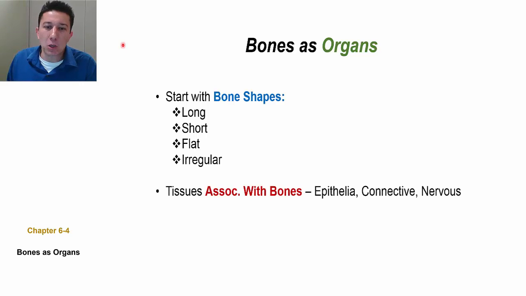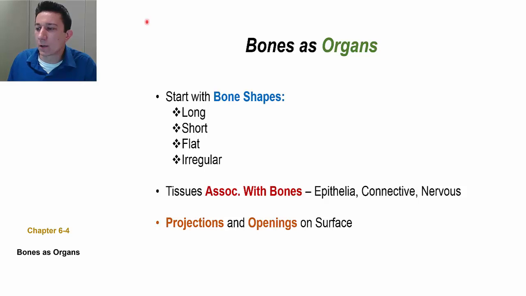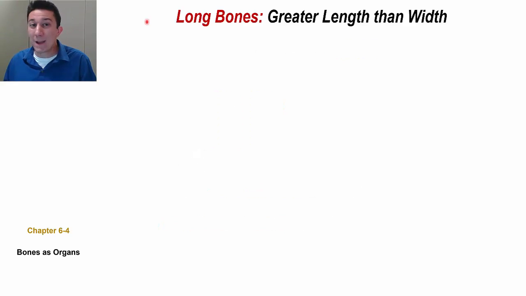We'll next take a look at the other tissues that are associated with the bone and their functions as well. So we'll see some other connective tissues, some nervous tissues, as well as some epithelial tissues. And then, continuing the discussion of bone shapes, we'll look at the projections and the openings on the surfaces of bones and what their basic function is. So to start off our discussion of bone shapes, we'll begin with long bones.